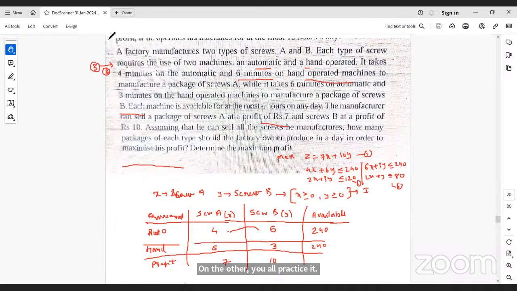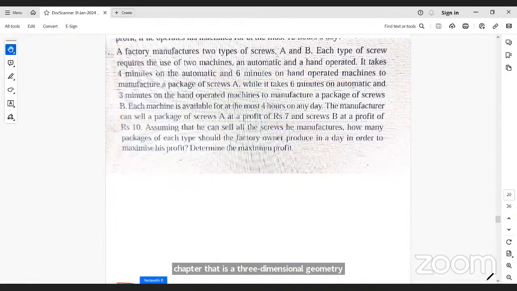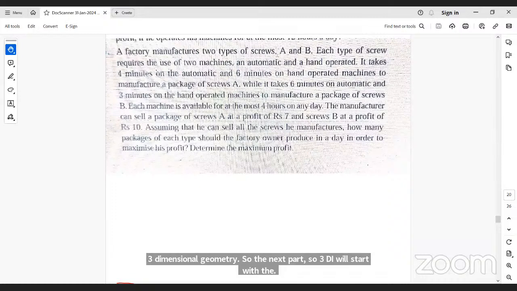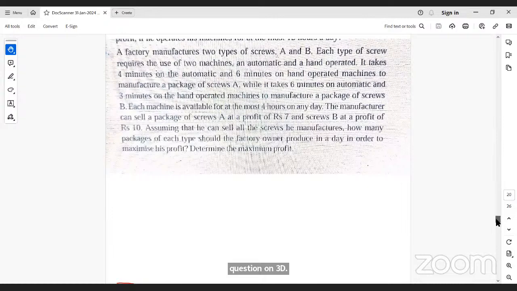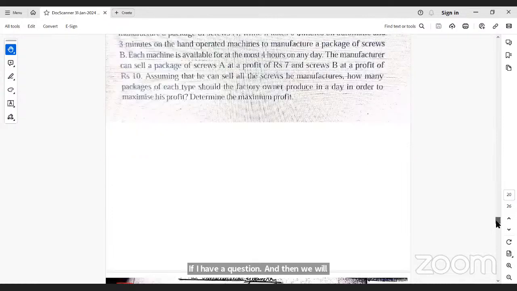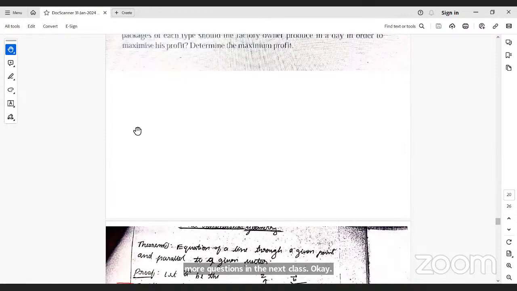Okay, so next we will now begin with the next chapter, that is three-dimensional geometry. Okay, three-dimensional geometry, so 3D. We will start with the questions on 3D. So directly we are first discussing the 3 mark question here. We will discuss the 3 mark question on 3D, a 5 mark question, and then the remaining in the next class.